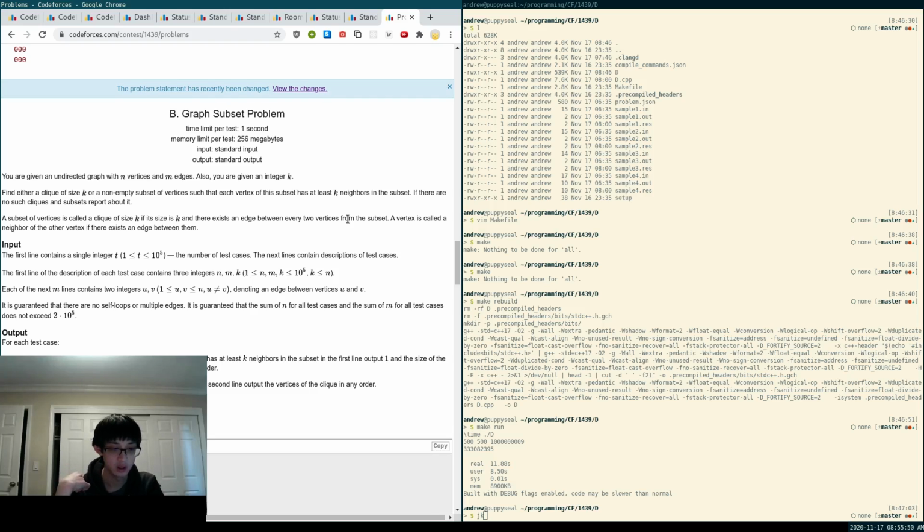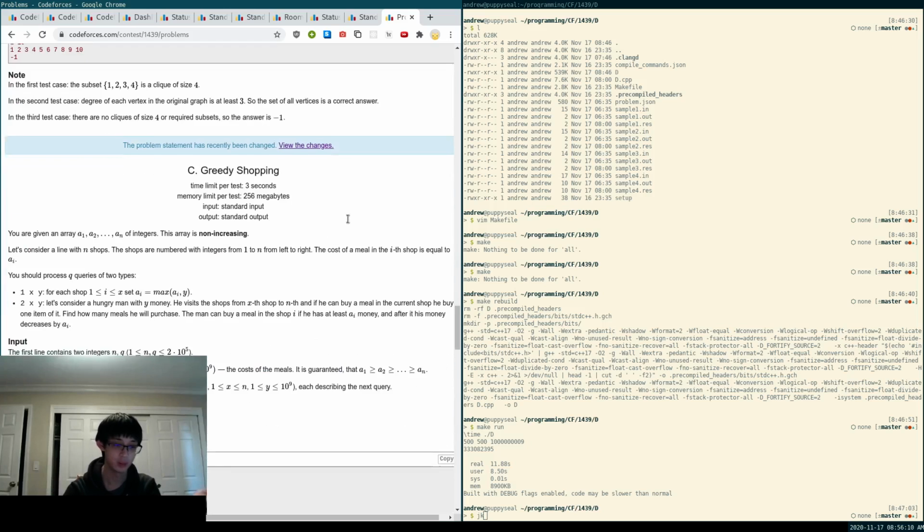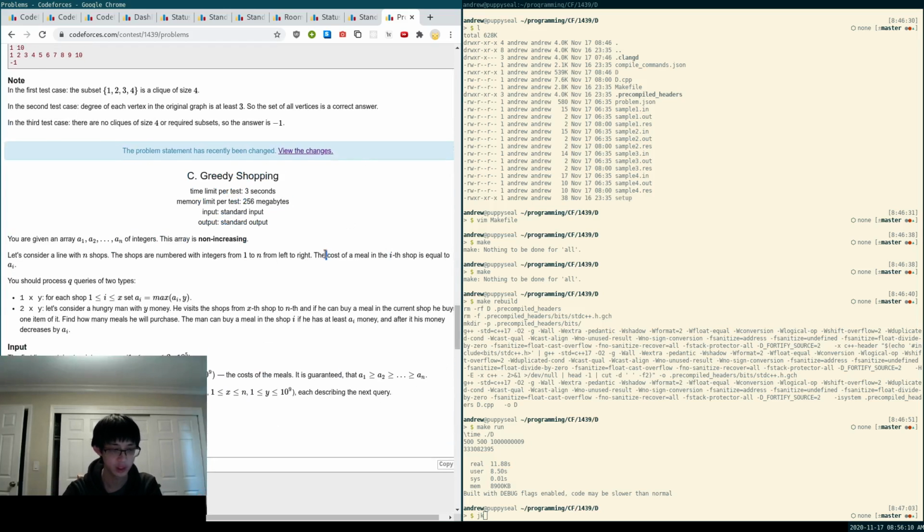Pretty much it just means that k is only like square root n or something, or square root m. Because k is only square root m, if you naively check the clique size, I think this only takes O of m times k, which is like m root m. So this is like a square root n time solution, and it should all work out.